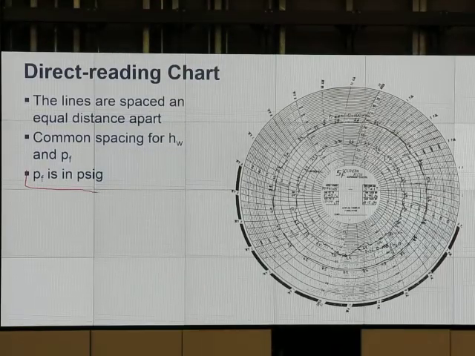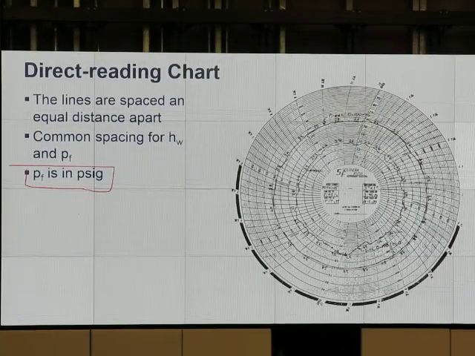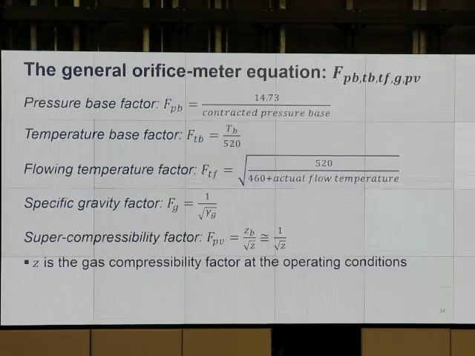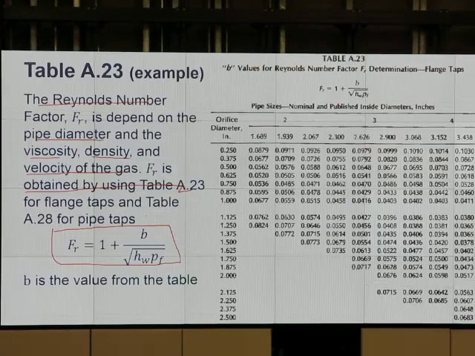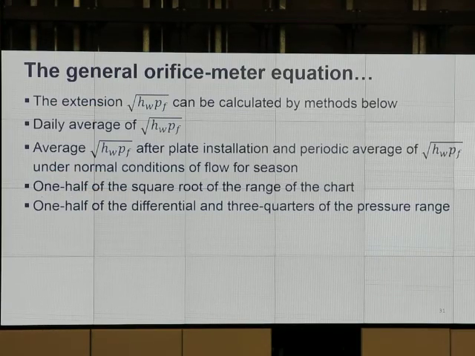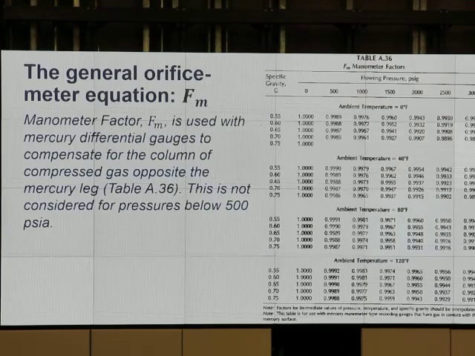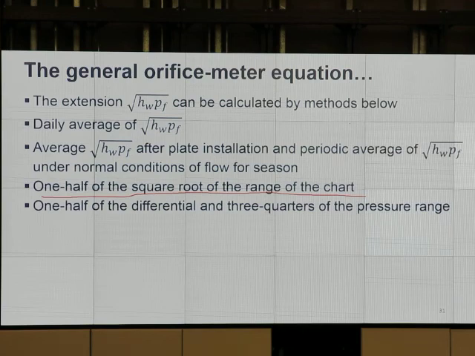P sub f in psi g, we convert to psi a and do the calculation. I don't emphasize much on that, but yes, you should know that. Okay, 1/2 the square root of the range of the chart or something. To know exactly how to do this, it is in the ICOG group. Okay, there's a given table and more reference material that you will need to read.